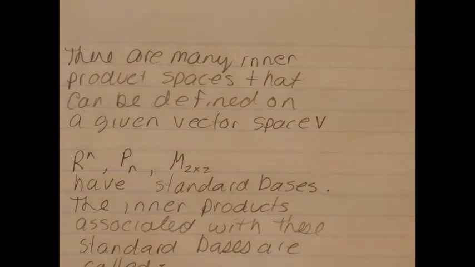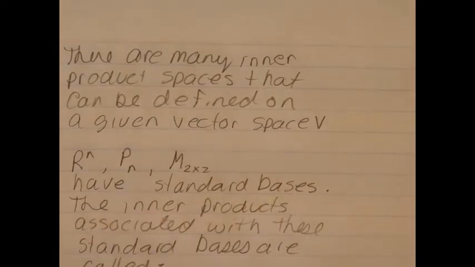Notice that when we were doing the other section on dot product, we never really did anything with P2 space. We never did anything with calculus. We never really went out of our comfort zone in dot product. So when it comes to inner product space, it just means that we can do so much more. And when we go to an inner product space, we can look at R to the n, P sub n, and M2 by 2.